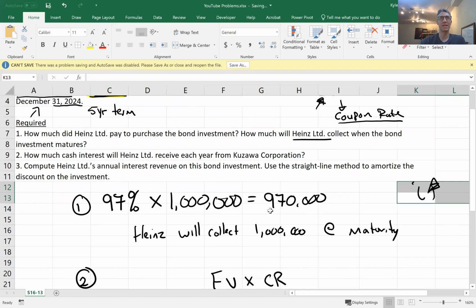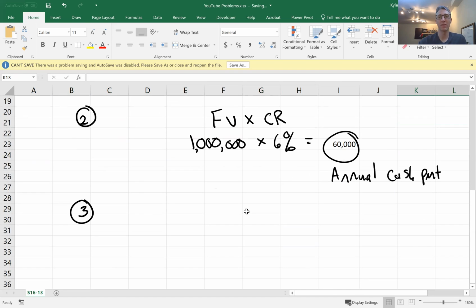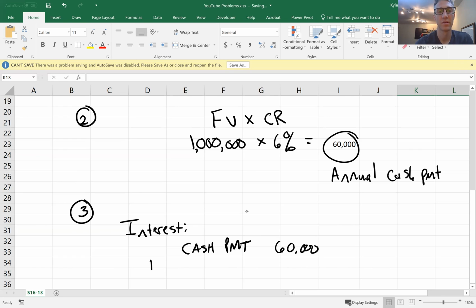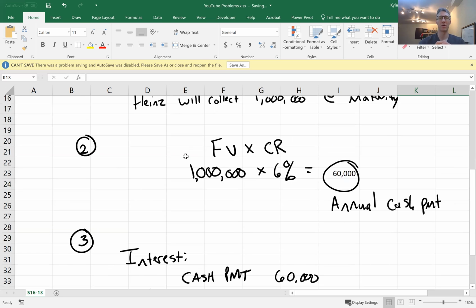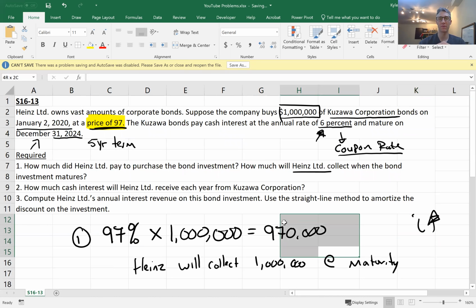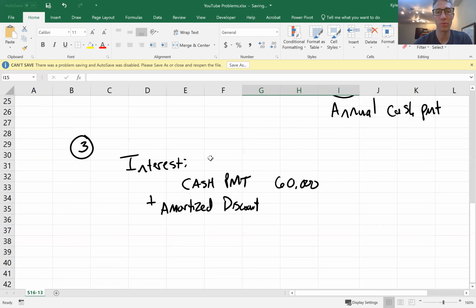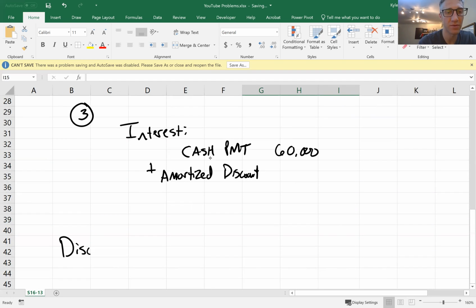So what they need to do is, in interest annually, the interest revenue is going to be a combination of the cash payment, which was 60,000, plus the amortized discount. Now the discount on this bond, if we look at this, they purchased it for 970,000. The overall face value of it is $1 million. So we have a discount of 30,000.